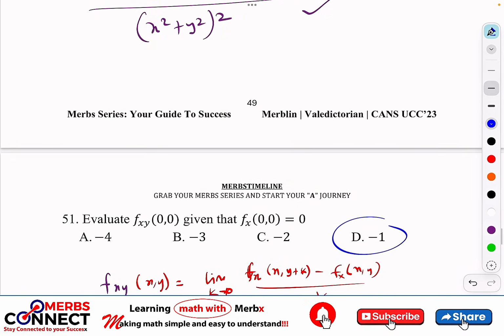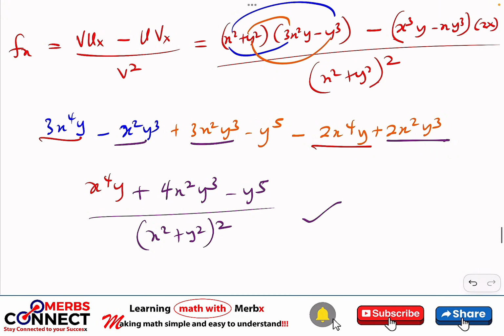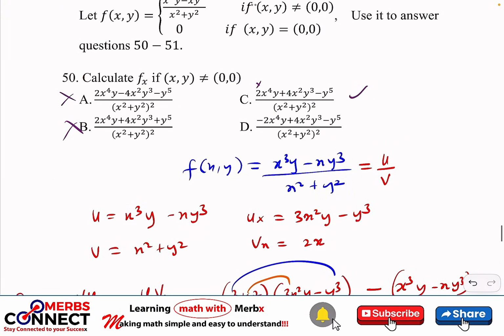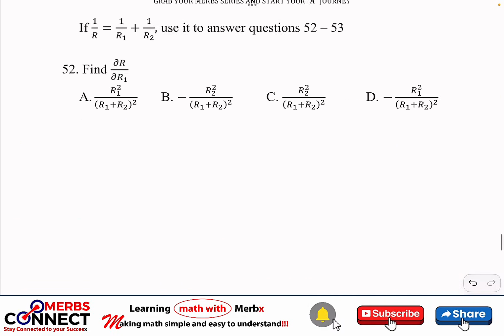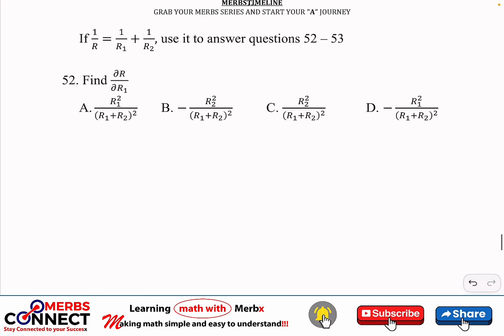Okay, so we are having D, but please check this one for me, right? Check this one for me and see if it was the options which was wrong. Okay, so verify it if you are here with me.